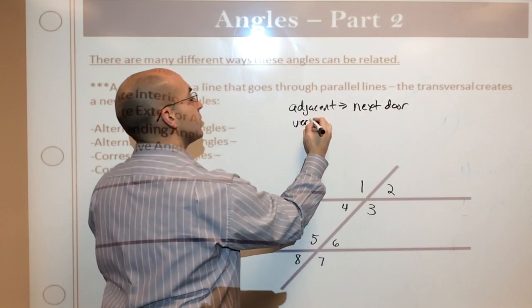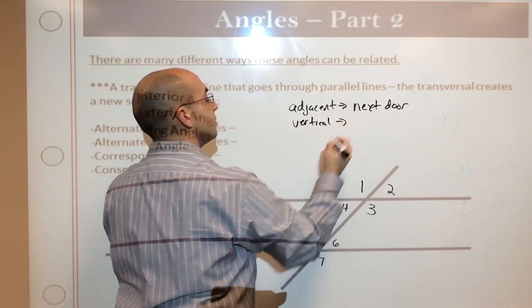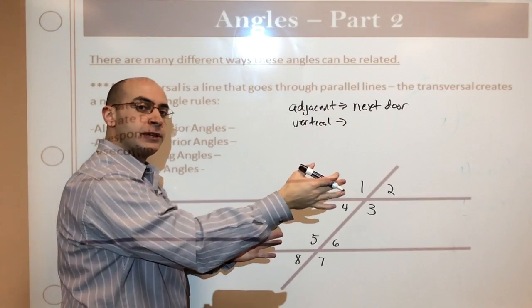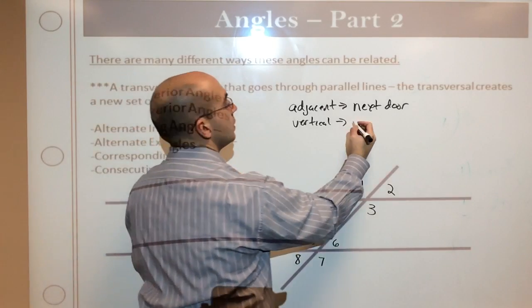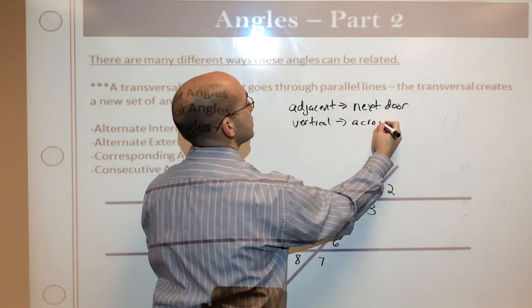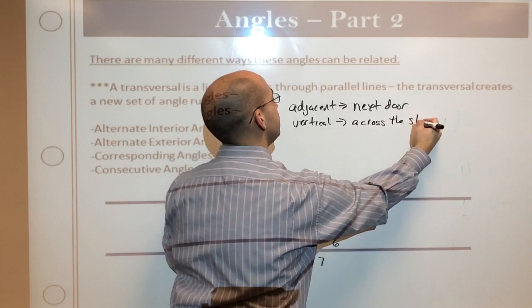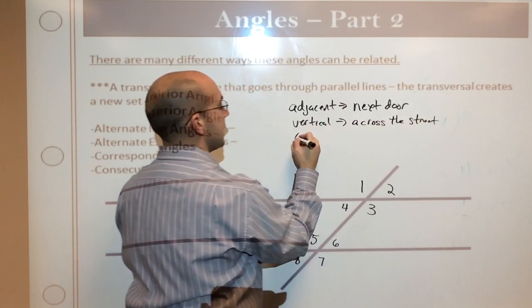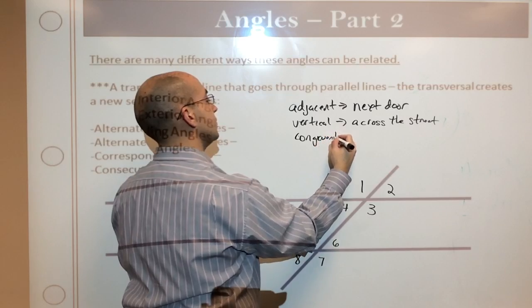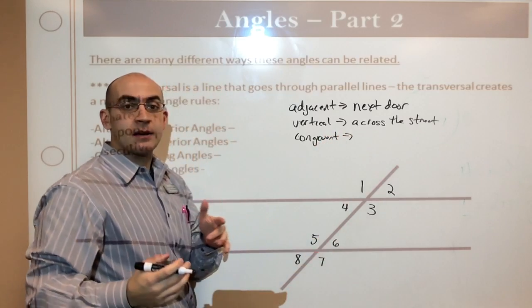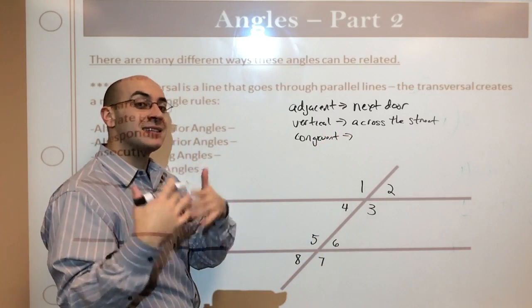We talked about vertical angles. Vertical angles are across the street neighbors, so they'd have to cross over a line or an intersection. So we'll put here across the street. And then the last one we talked about was congruent. Congruent angles have the same measurement. They're exactly the same measurement.